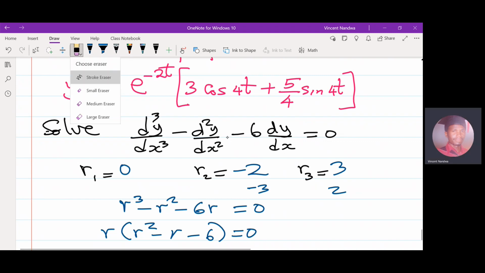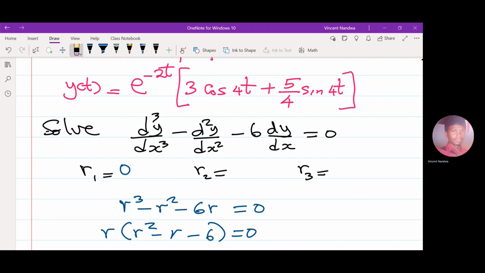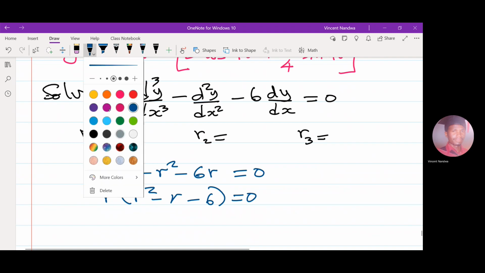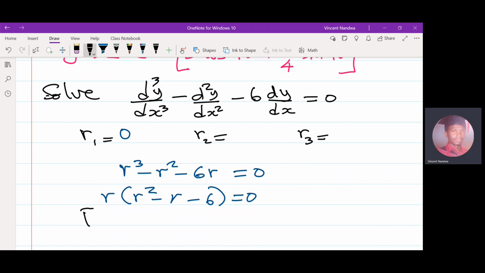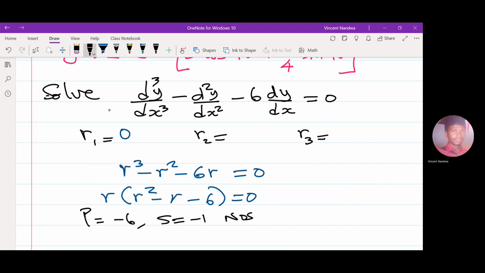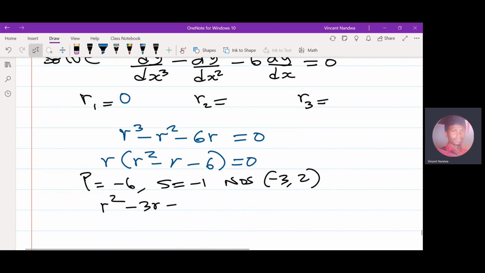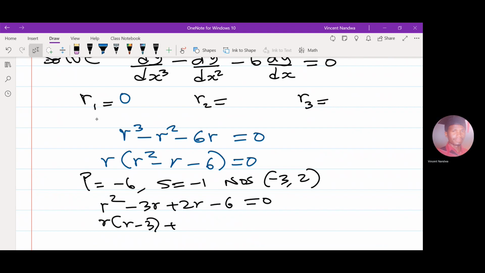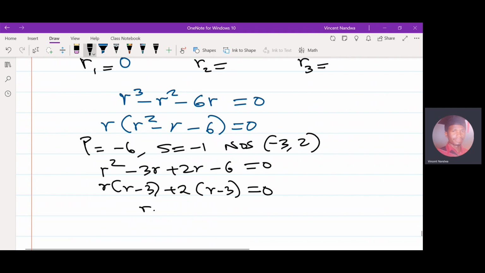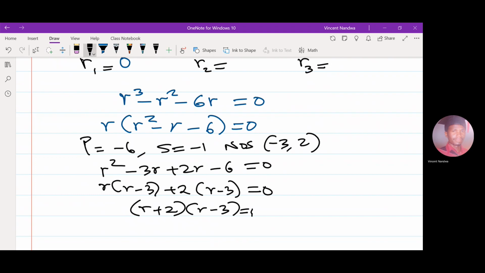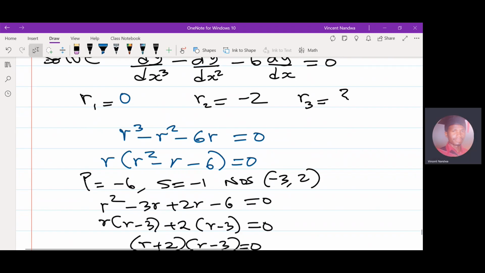Let's just do it together so that we can know which is the correct answer. Product is -6, sum is -1. What are the numbers? 3 and 2. So we'll have R squared minus 3R plus 2R minus 6 equals 0. So R into R minus 3, plus 2 into R minus 3. So positive 3 or negative 2. So negative 2 and positive 3.